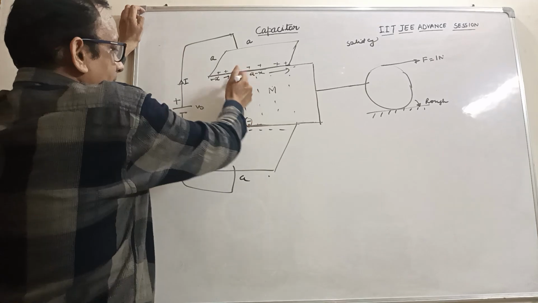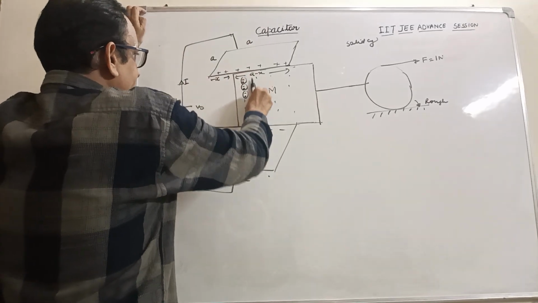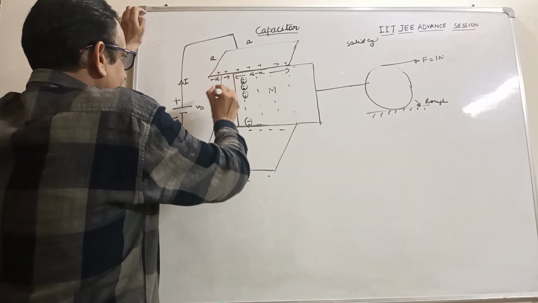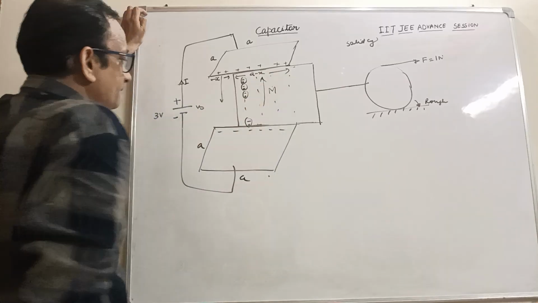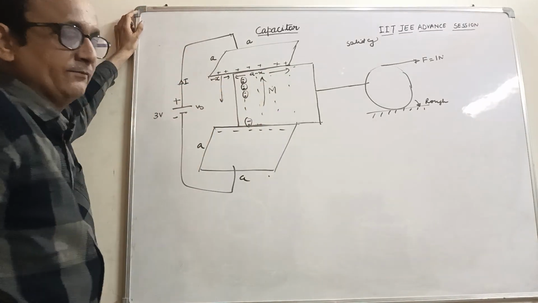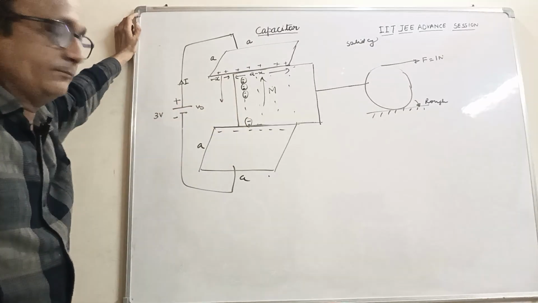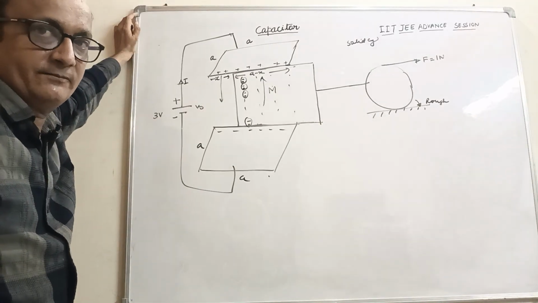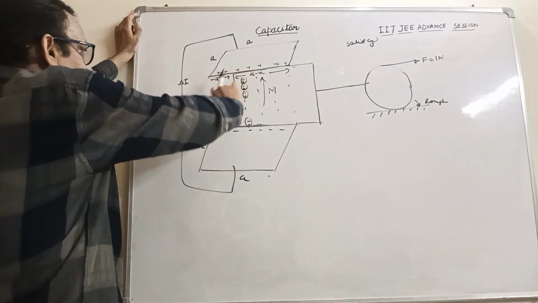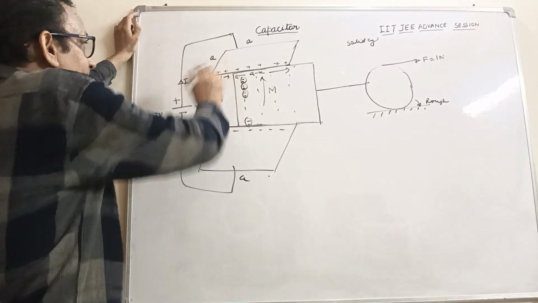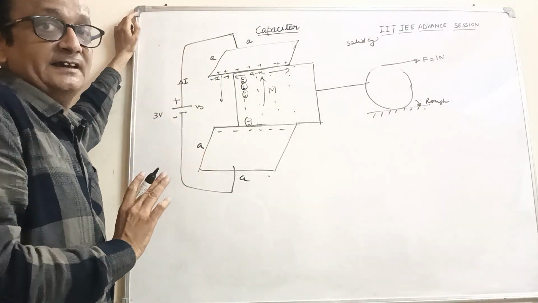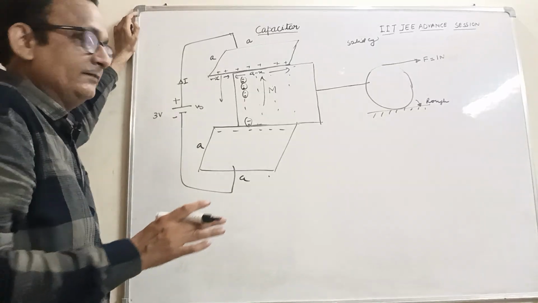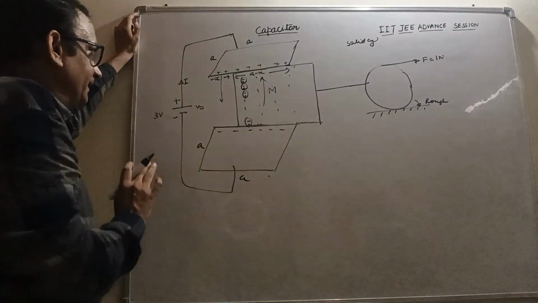This creates an opposing electric field here, and the direction of this electric field is like this. So it reduces the effect of the external electric field. By the induced electric field, the net effective field decreases, so the potential also decreases. That is why the capacitance increases on insertion of a dielectric within the capacitor plates.